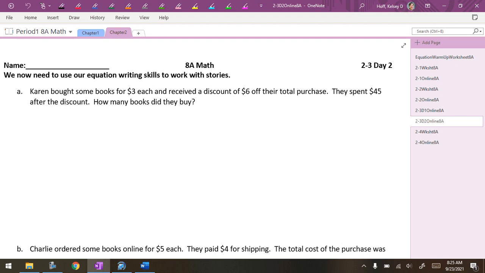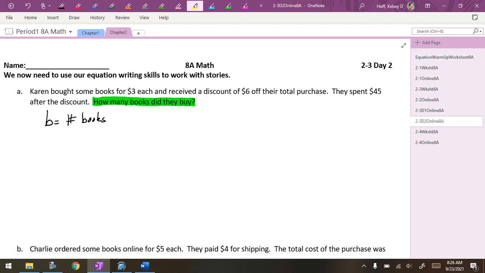Karen bought some books for $3 each and received a discount of $6 off her purchase. They spent $45 after the discount. How many books did they buy? So this last sentence tells us what our variable is going to stand for. So we're going to write down B equals number of books. How many books did Karen buy? B is the number of books.